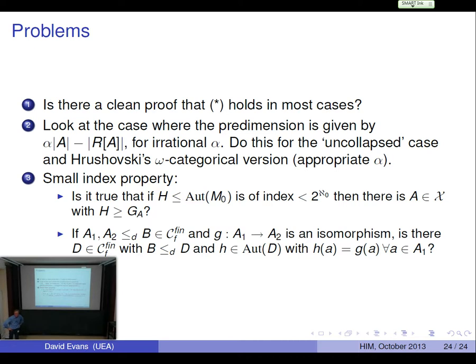Or you can do the Hrushovski omega categorical construction, the one that gives you stable omega categorical structures, where again you have a suitable irrational alpha. Somehow you don't have the dimension function to tell you what a basic orbit should be, and it becomes a bit harder. So that's the second question.